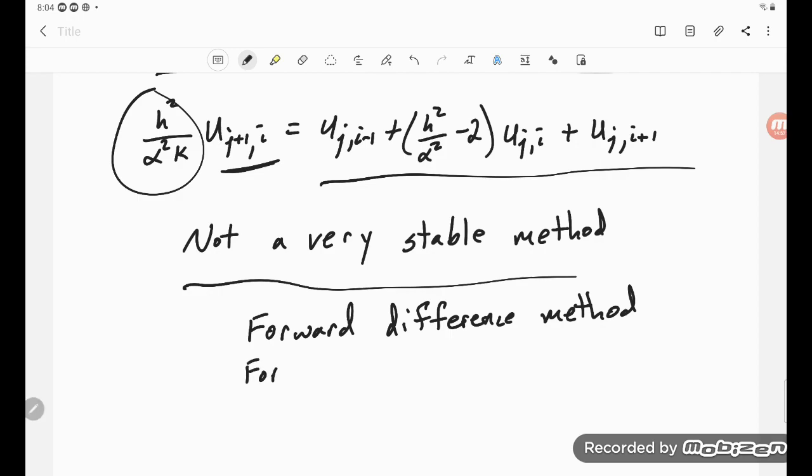Now, this can also be called the forward Euler method. Okay, so that's the forward method.